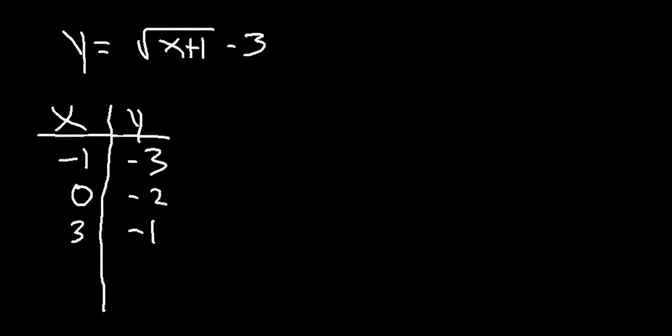Now the next point I'm going to plug in is 8, because 8 plus 1 is 9, the square root of 9 is 3, and 3 minus 3 is 0. If I want another point, I'm going to plug in 15, because 15 plus 1 is a perfect square, 16. The square root of 16 is 4, 4 minus 3 is 1. So you want to plug in numbers that are perfect squares, where the radical would simplify to an integer, and that's going to make your life easier. And basically, the way I was plotting points for these other functions is based on this pattern of numbers.